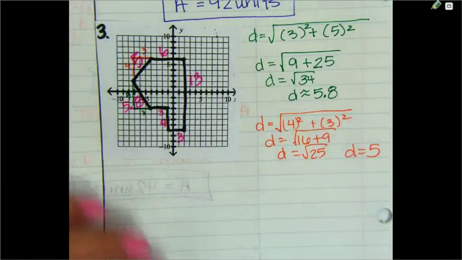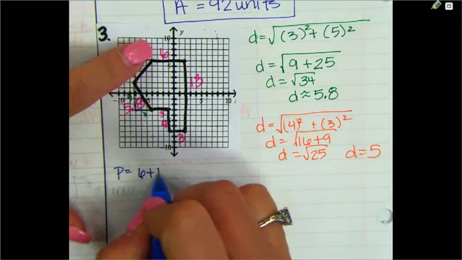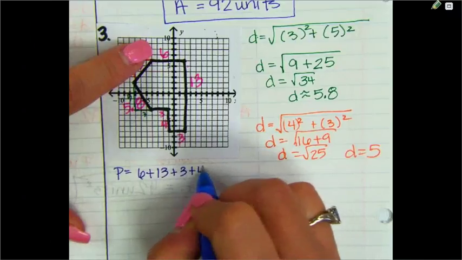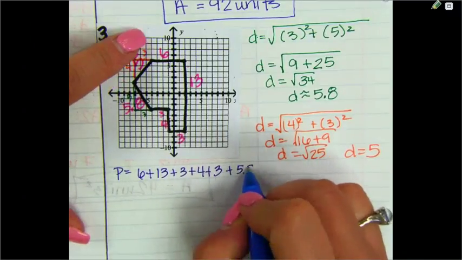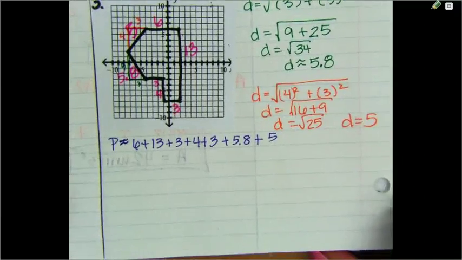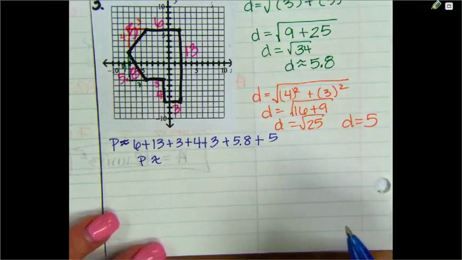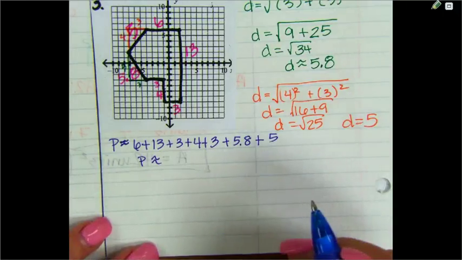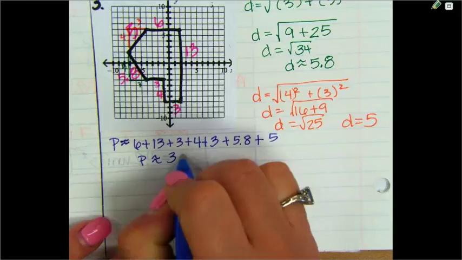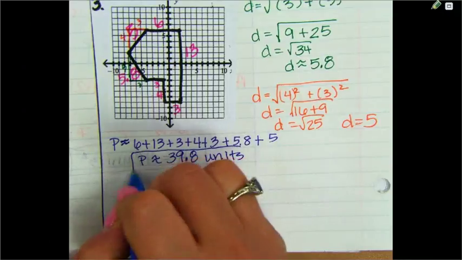Add them up, find the perimeter. All right, so perimeter equals, we're adding, I'm going to start from here and go around. So 6 plus 5.8 plus 5. Is it equal or approximation? Good. I'll wait for you to add those. How much? 39.8? Do we agree? Yeah? Units? No, no square. That's very good.